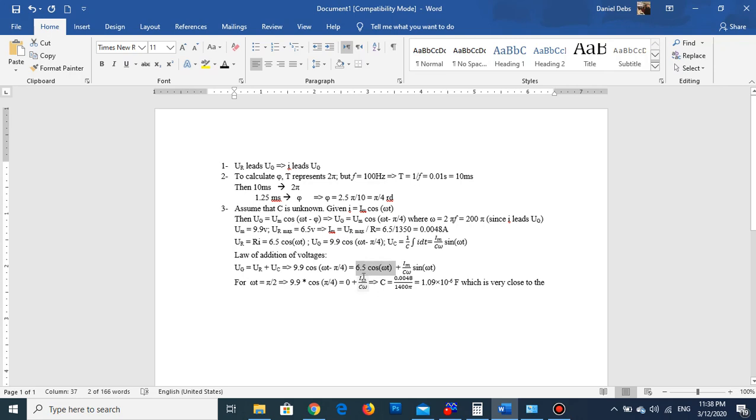So C is Im over this number multiplied by omega. Im is 0.0048 over 9.9 times cosine pi by 4, which is root 2 over 2, times 200 pi, which is omega, so I get 1400 pi. By dividing these two numbers, you get 1.09 times 10 to the negative 6 farad, which is very close to the real value given for C.